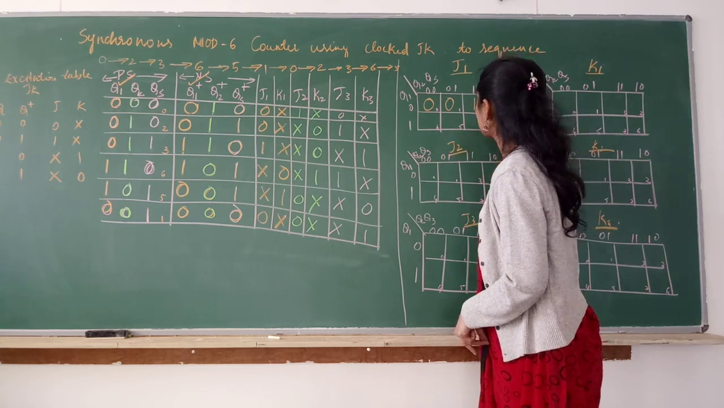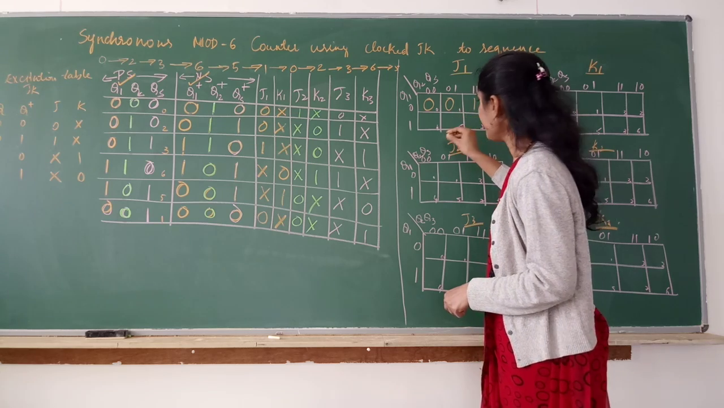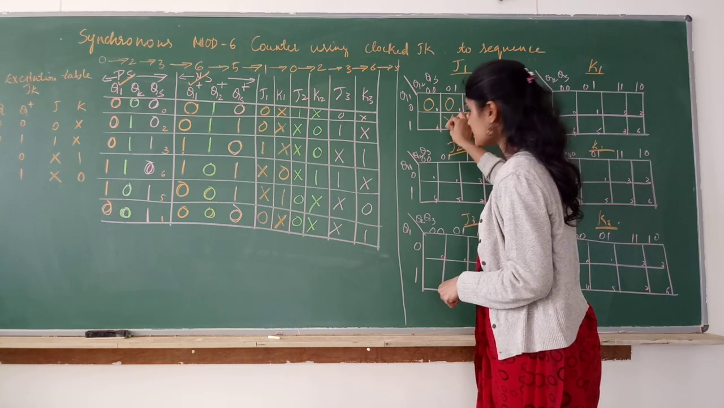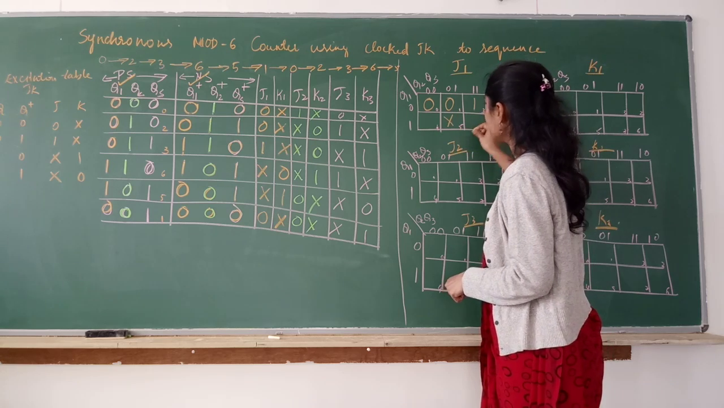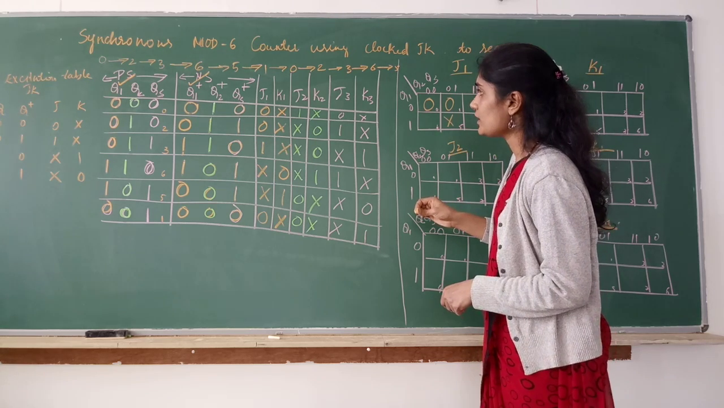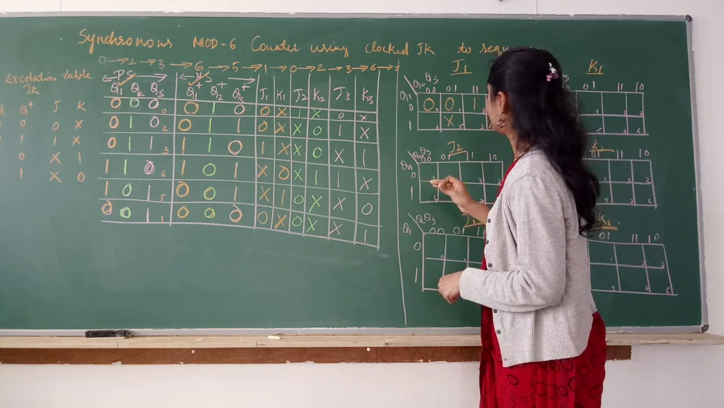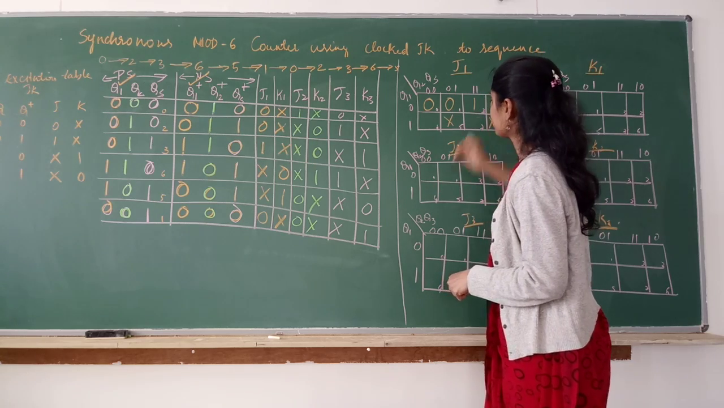For 6 it is x. Then 5 it is x, correct? Then 1 it is 0. Cell number 1, I have written already. 2 it is 0, right? Correct. Okay.